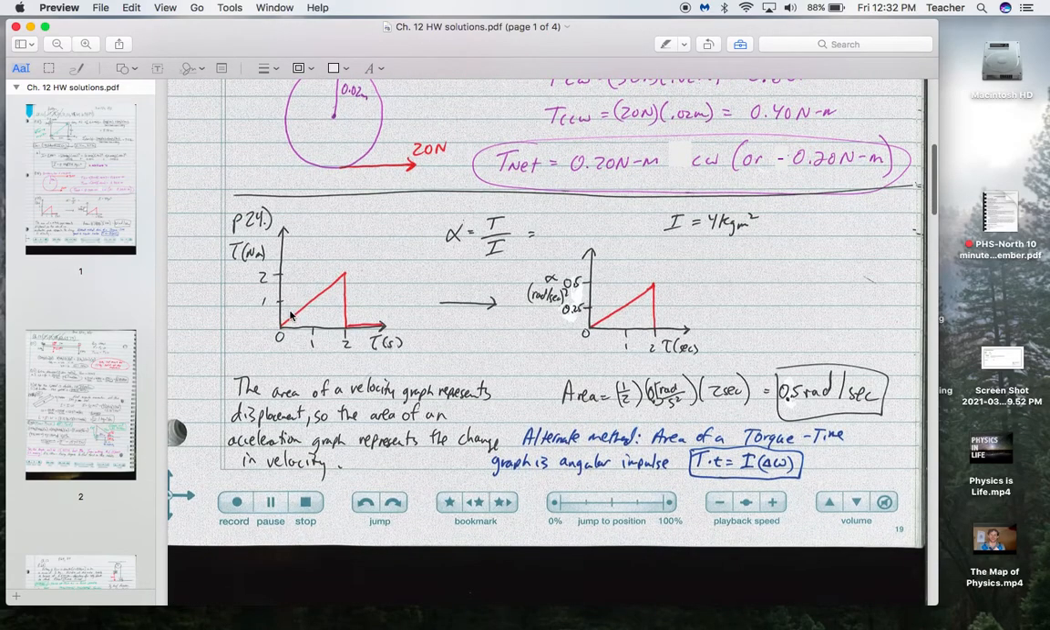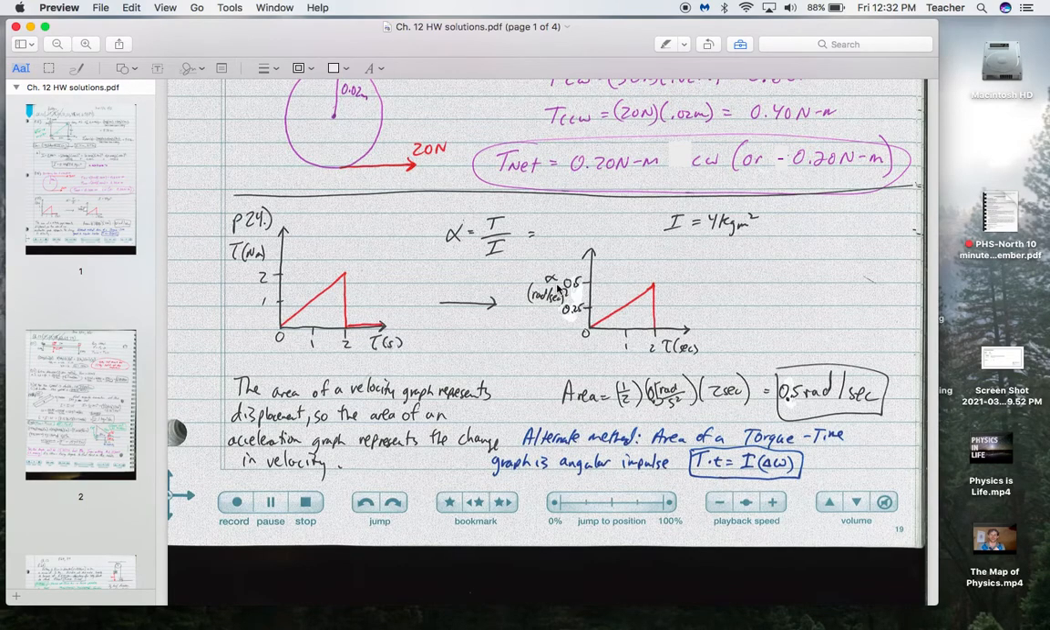For P24, there's a number of ways to do this. This is a torque versus time graph. The linear analog is force versus time, and the area of a force versus time graph gives us impulse, which is Ft. So this would be torque times time.